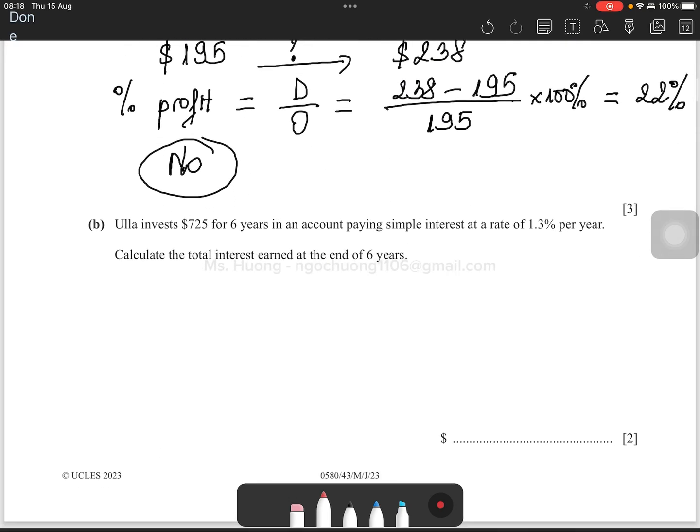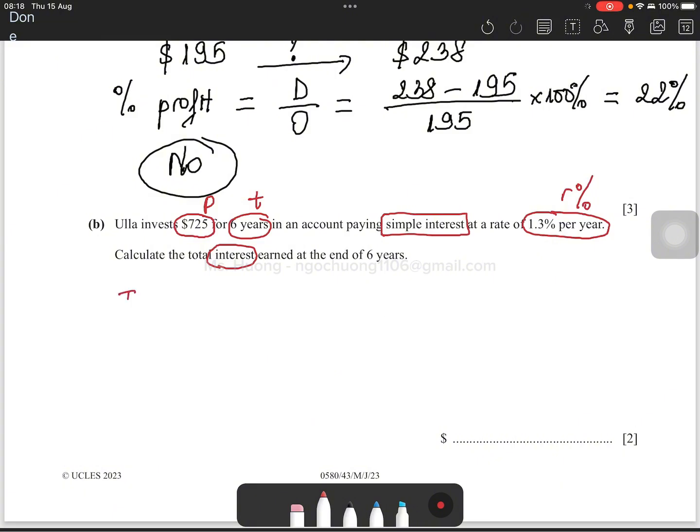B. Ula invests $725 for 6 years. So this is the principal. 6 years is the time. In an account paying simple interest. Important information. At a rate of 1.3% per year. This is the interest rate. Calculate the total interest earned at the end of 6 years.